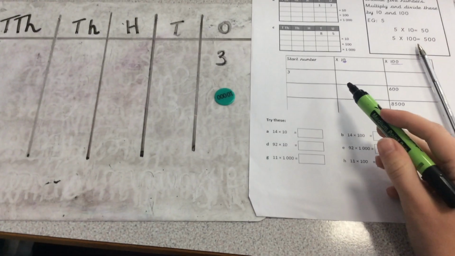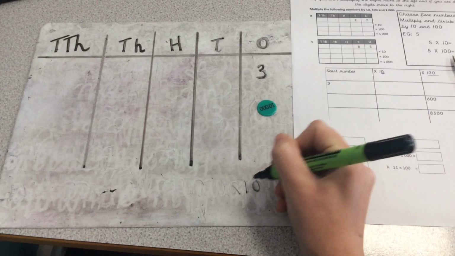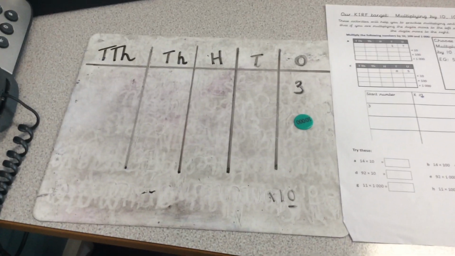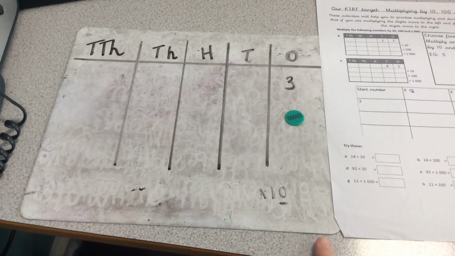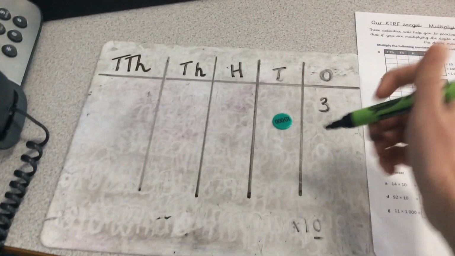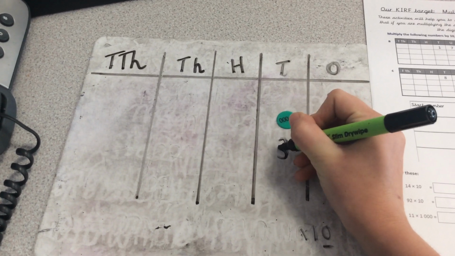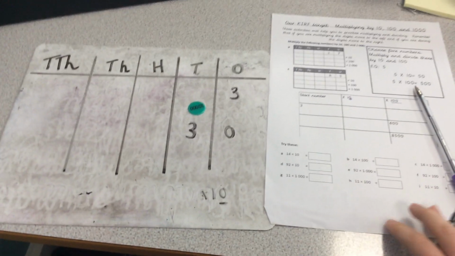Now the question is asking me to multiply by 10. So I'm going to put times by 10 down here. There is 1 0 in a 10. So I know that my place value is going to get 10 times bigger. So I'm going to move across once. I'm going to use this counter and I know that my 3 will now move over to the tens column. I'm going to put that in there. So the value is 10 times bigger, which means 3 is now 30.